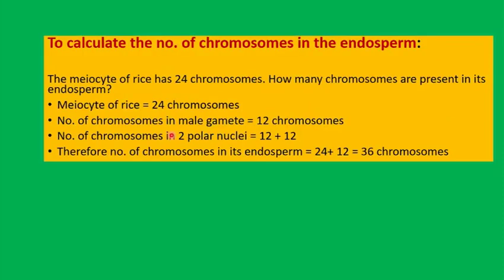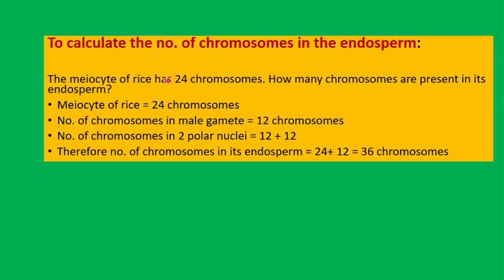Now there are some questions which will be asked on this, on how to calculate the number of chromosomes in the endosperm. For that, as I told you before, when you look into the embryo sac, all the cells are haploid in nature except the polar nuclei, which fuse to form the diploid secondary nucleus. The antipodals are haploid, synergids are haploid, and the egg cell is haploid.